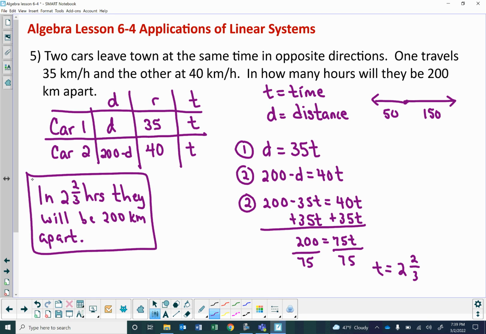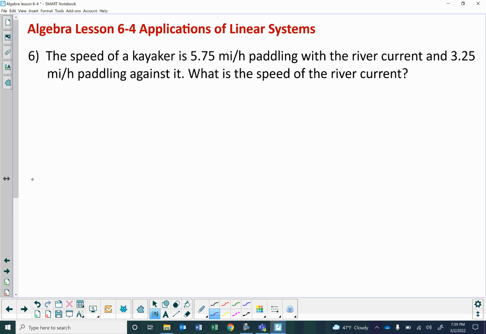And the last example, example number 6, we're going to talk about kayakers. The speed of a kayaker is 5.75 miles per hour paddling with the river current and 3.25 miles per hour paddling against the river current.